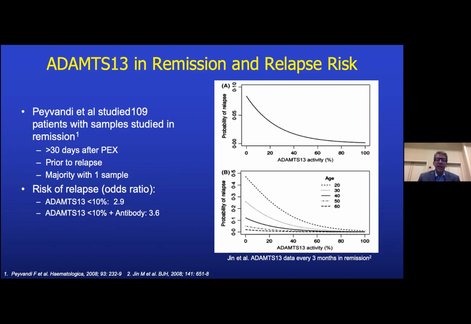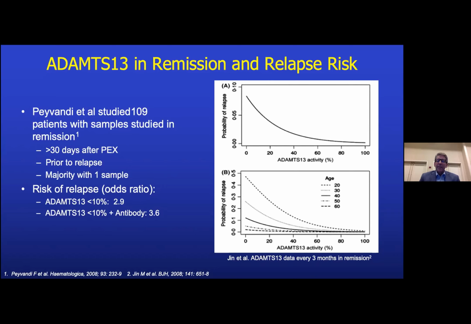So some of the first work was done by Flora Peyvandi, and they looked at patients in remission, again 30 days after the last plasma exchange. This was not necessarily serial samples. The majority of these patients had one sample. But what she found was when the ADAMTS13 activity was low, you had about 3 times the risk of relapse. If it was lower than 10% and you could find an antibody in their blood, it goes up to about 3.5 times risk for relapse in remission.